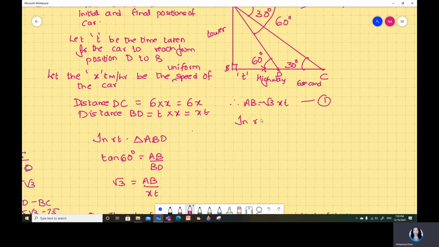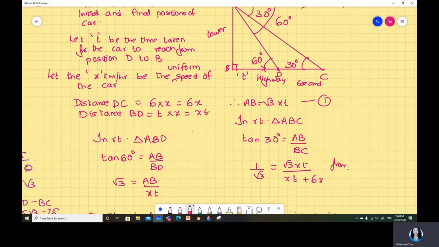Now let's consider the second right angle triangle, that is ABC. So tan 30 degree equals AB upon BC. What is tan 30? 1 upon root 3. And AB we already know, so we can substitute here root 3 xt. And what is BC? BC is BD plus DC. And what is BD here, students? xt plus 6x, because DC is given.